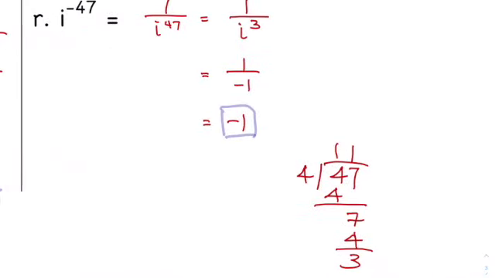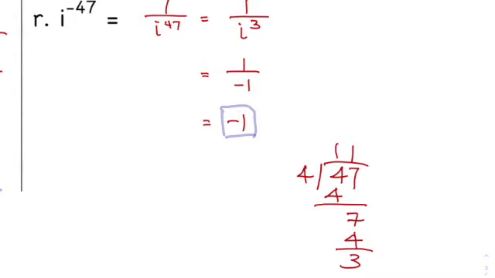And for the next one, I also did the same thing. I flipped the problem over. So here is negative 47, and that's 1 over I to the 47, which equals 1 over I to the third power because I divided by 4 here. That's going to be 11 rounds of 4, and that's going to be 3 left, and then that's I to the third power. That's 1 over I to the third. I to the third is negative I.